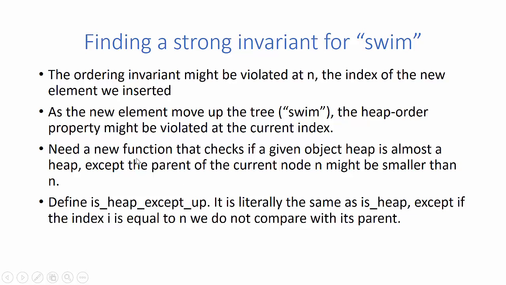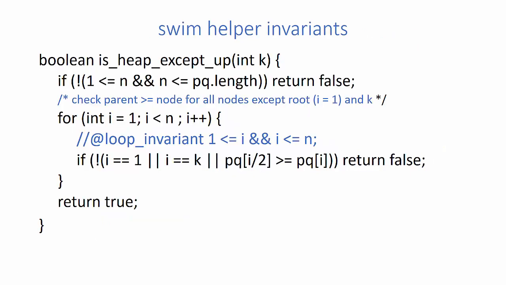So what we need is a new function that checks if a given object is almost a heap, except the parent of the current node n might be smaller than n. So we're going to define a function called isHeap except up. So except for the current element up, it is a heap for any element n. So it's literally the same as isHeap. For example, if n happens to be 1, except up 1, it's a heap, because there's nothing above 1, so it's a heap, right? So it's really the heap except that. So if the index i equals n, we don't compare with the parent. Okay, so here's the heap except up method. Essentially, this is fine, but what we're again saying is that unless it's k or 1, we don't check it.